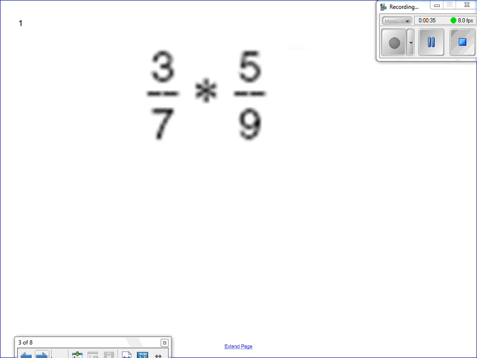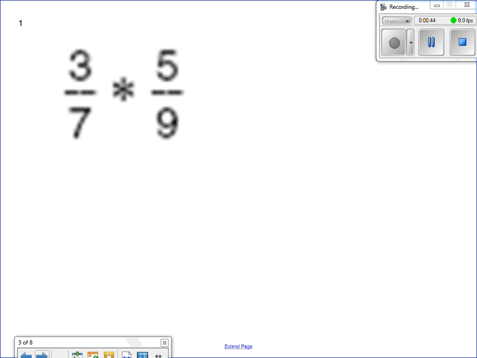Let's take a look here. We have 3/7 times 5/9. One thing I've been teaching was this. You're going to take this, and you're going to multiply straight across. 3 times 5 is 15. 7 times 9 is 63. But I know 3 can go into each one of these, so I have to cross-reduce, right? Or, I mean, we have to just reduce.